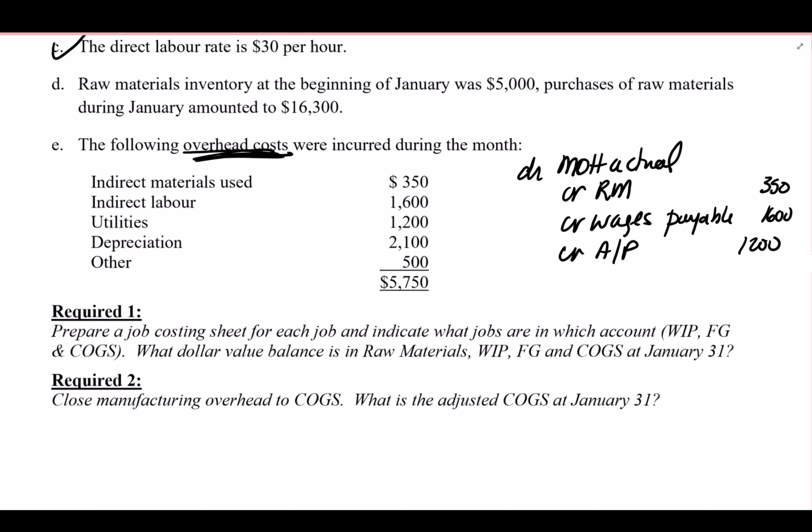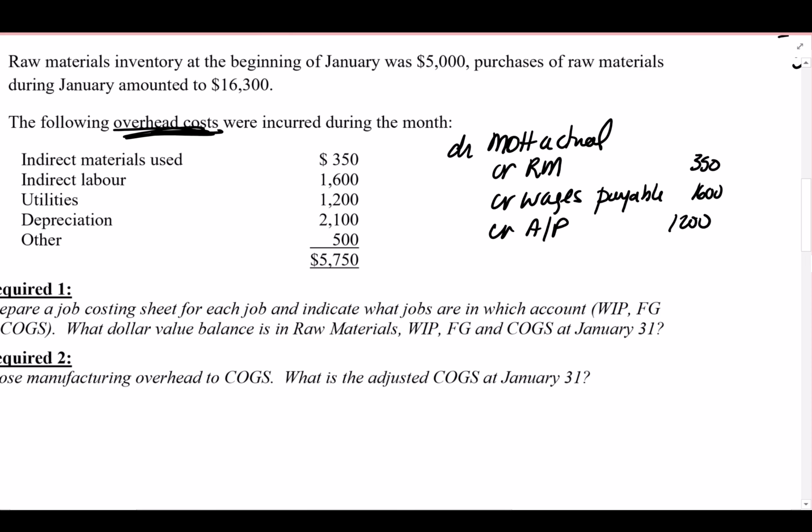Depreciation, debit MOH actual, credit accumulated depreciation. And other, I don't know, credit AP, another AP one for $500. So if you total that up, the amount that goes to MOH actual is $5,750.